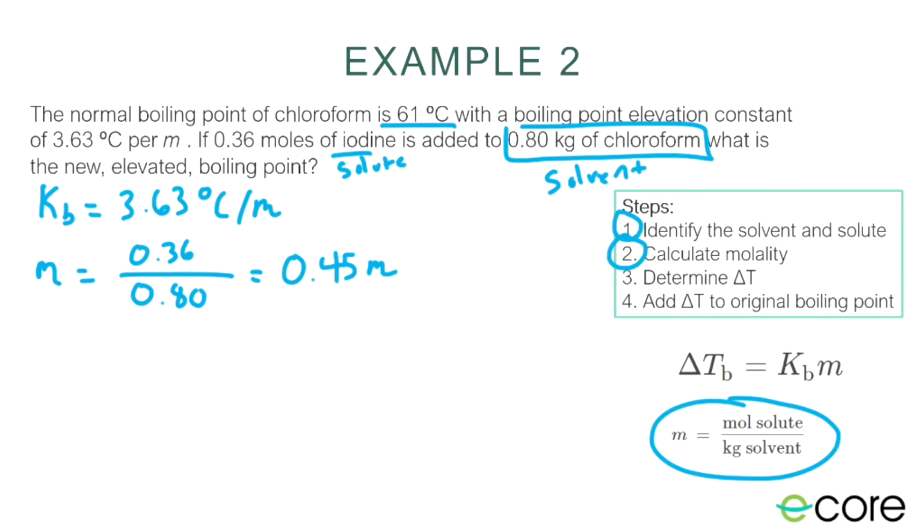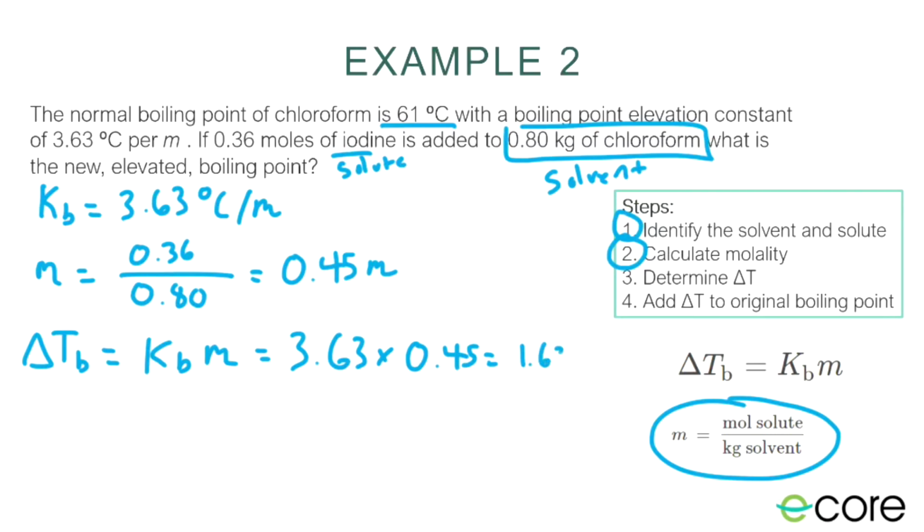Okay, now we need to calculate the change in temperature. So what's the change in my boiling point? Well, that's equal to KB times my molality. And so KB we know is 3.63 times my molality, which we just calculated, is 0.45. So the real hard part about these problems is identifying solvent and solute and thinking about it clearly like that. The math is actually usually pretty straightforward. So the change in temperature we get there is 1.6335. So that's a change in temperature. And I'm just going to put all the digits there.